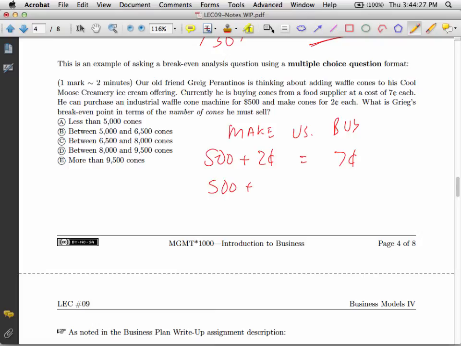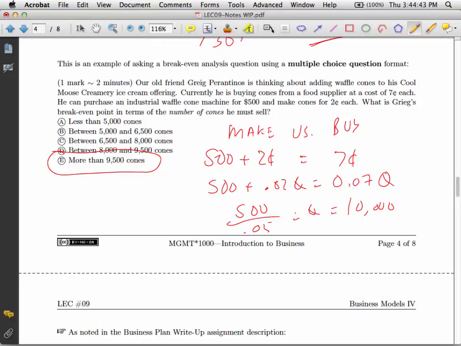So we have 500 plus 0.02 times quantity is equal to 0.07 times quantity. And we can figure out this is 500 over 0.05 equals Q, which is equal to 10,000 cones, which is this answer here. So between 0 and 10,000 cones, we should buy them. And beyond 10,000 cones, we should make them. And there we go. And I'll leave that there for the fill in the blank part, the first part of the Lecture 9 notes.